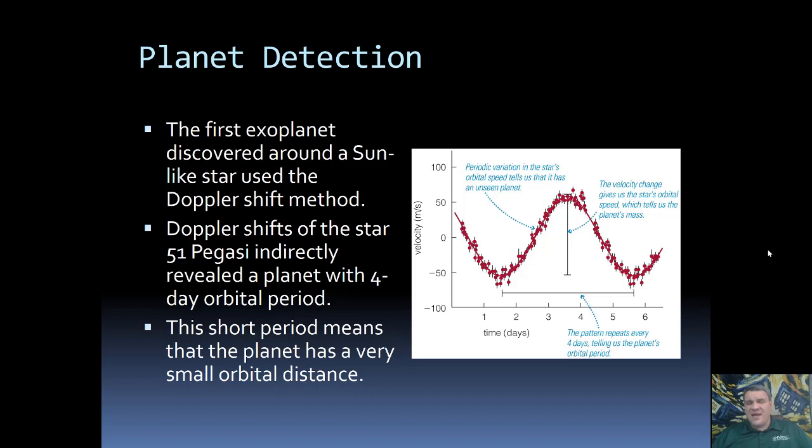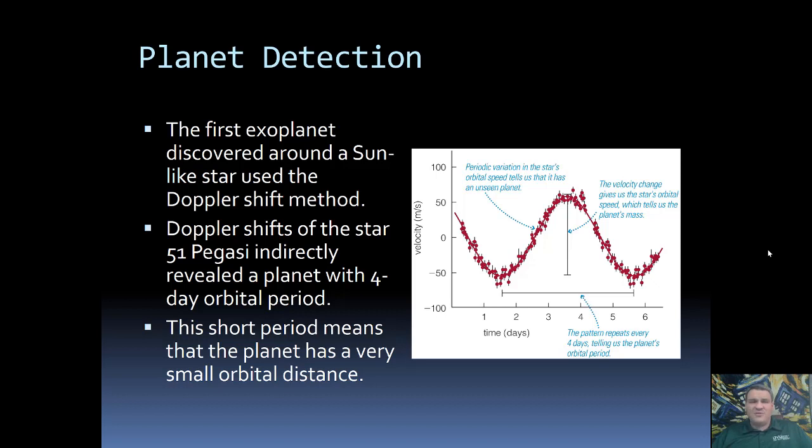To give you a sense of scale, in our own solar system, Mercury is the planet closest to the Sun. It has an orbital period. It goes around the Sun every 88 days. This planet goes around its star in just 4 days. And yet, it's a Jovian.